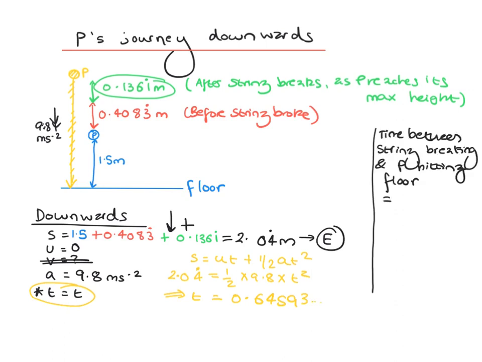0.64593... So the last part of this calculation is to work out the time taken between the string breaking and P hitting the floor. So that's the time taken for the green portion of the journey, which is 0.16 recurring seconds, and we need to add on the time taken for the whole downwards portion of the journey, 0.64593, etc., and add these two times together. And this gives us a total time of 0.81260, etc., 0.813 seconds to 3 significant figures.